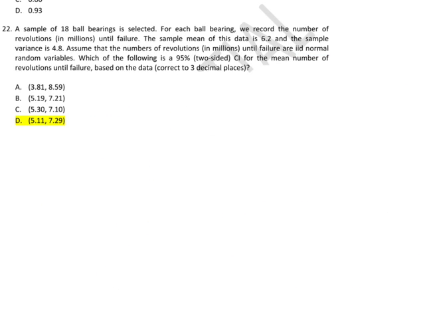This is question 22 from the mid-semester. A sample of 18 ball bearings is selected. For each ball bearing we record the number of revolutions in millions until failure. The sample mean is 6.2 and the sample variance is 4.8. Assume that the numbers of revolutions in millions until failure are IID normal random variables. Which of the following is a 95% two-sided confidence interval for the mean number of revolutions until failure based on the data?